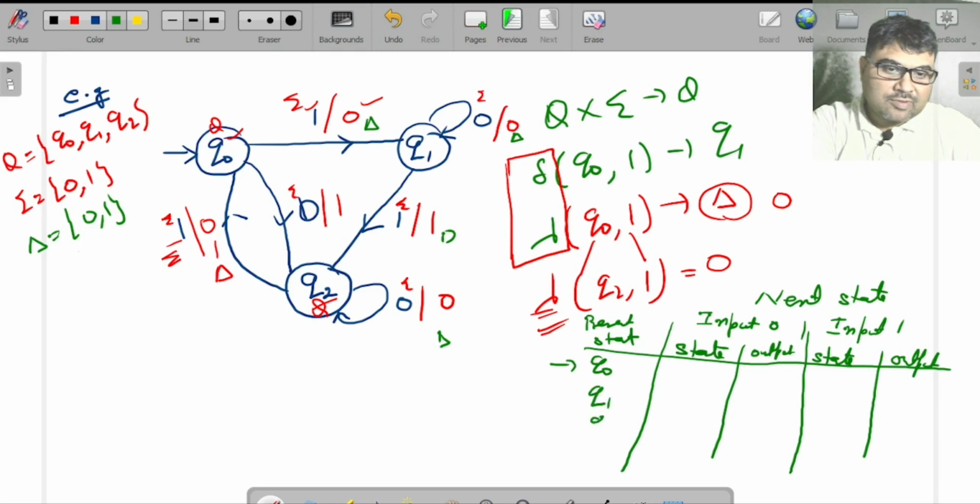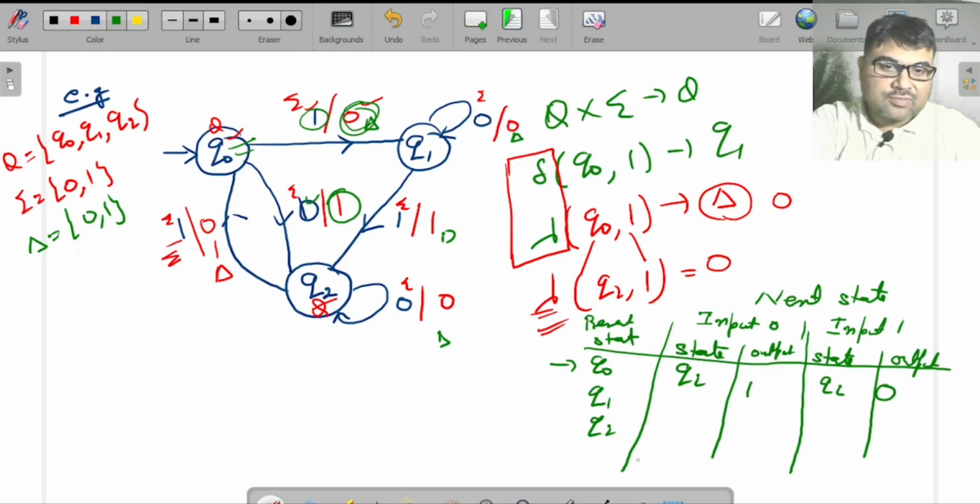Here it is represented like this: Q naught, Q1, Q2. If you are at Q naught and the input is 0, then you reach Q2. And what output is generated? Output 1, like this. If you are at Q naught and give the input 1, you reach Q2. What output is generated? 0. Look at here, you are at Q naught, input is 1, and output generated is 0.